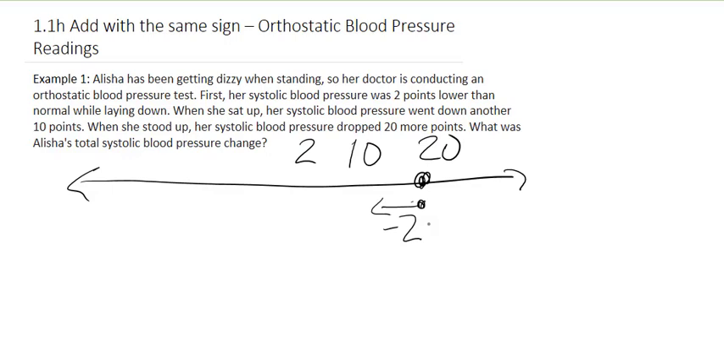So let's repeat the same process for the next blood pressure. When Alicia sat up, her blood pressure went down another 10 points. Went down 10 points is the same as minus 10, which is negative 10. On our number line, let's create a starting point and then draw an arrow that moves to the left by 10 spaces.